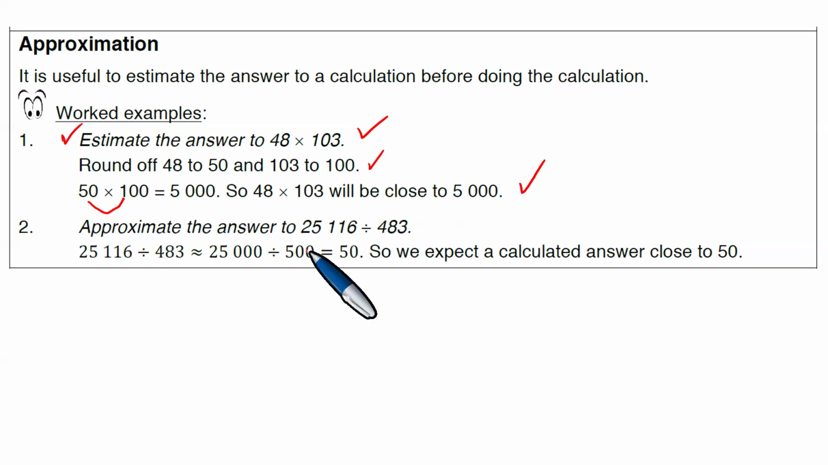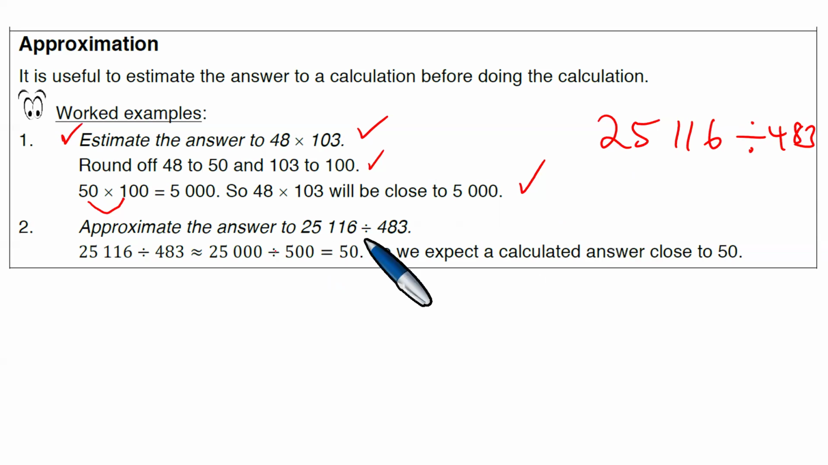Now approximate the answer to 25116 divided by 483. It's approximately what? In the same way, to estimate, this is like 25,116. We can just say 25,000. We divide by the 483, which to the nearest 100 is actually close to 500. So that we can divide this exactly.